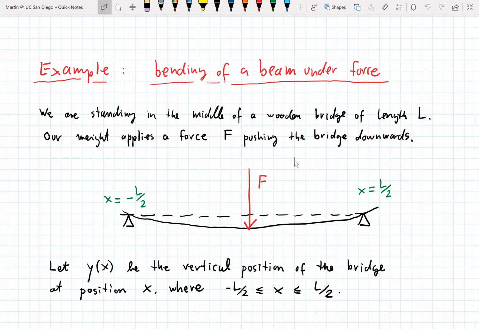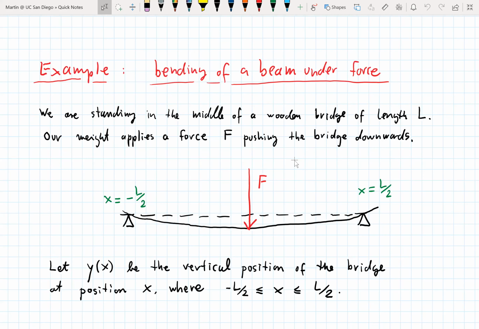So we let the function y of x be the vertical position of the bridge elements at position x, where x ranges from minus L over 2 up to L over 2. So for example, y of x will be 0 at the left and at the right end point of the bridge, because there the position is fixed. But for example, in the middle, y of x will be negative, because we're pushing the bridge downwards.